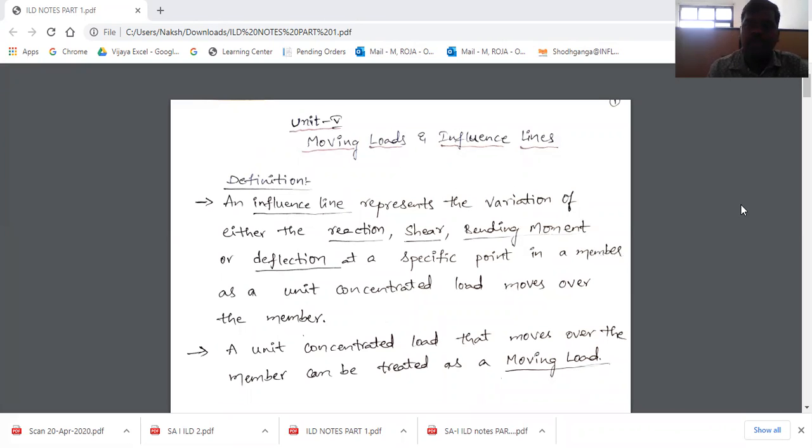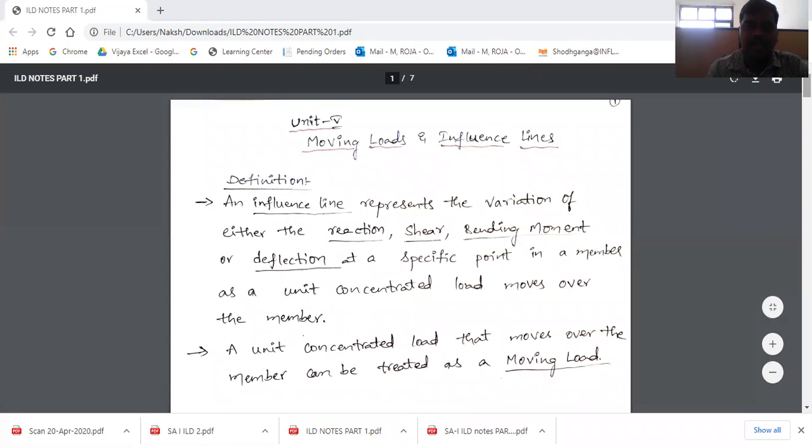So coming to the definition of an influence line, this represents the variation of the reaction, shear, bending moment or deflection at a specific point in a member as a unit concentrated load moves over the member.